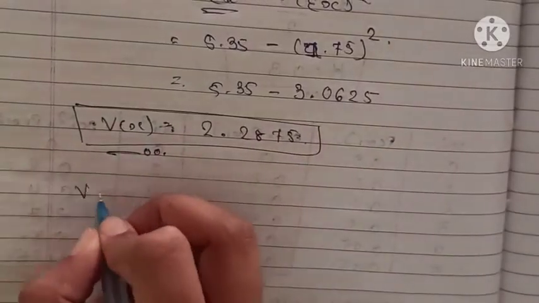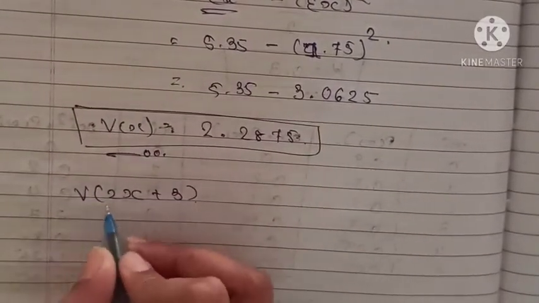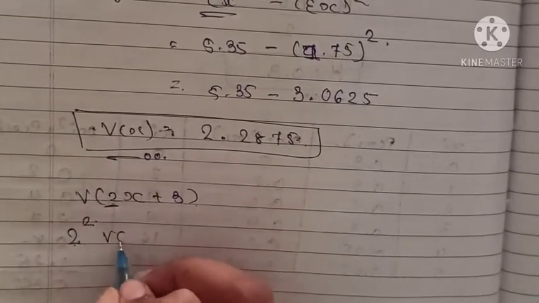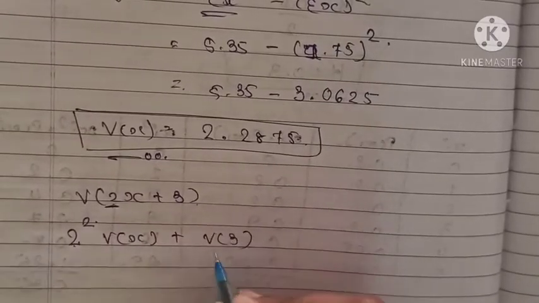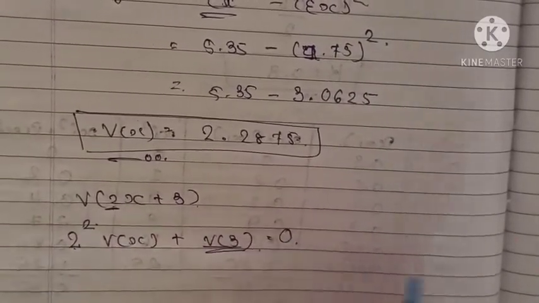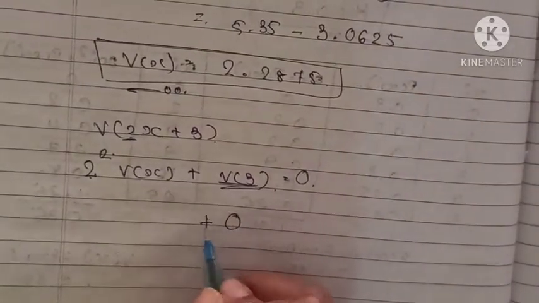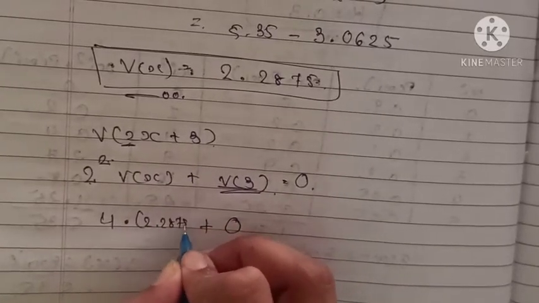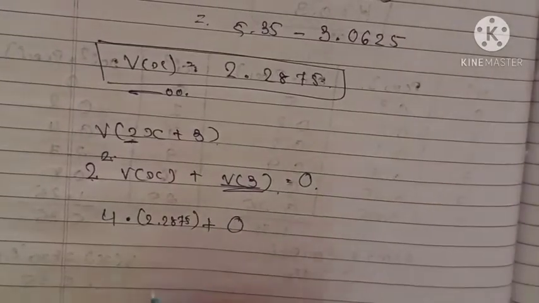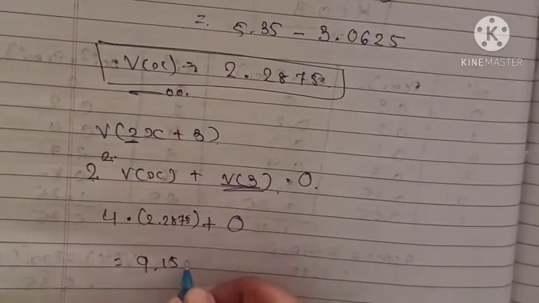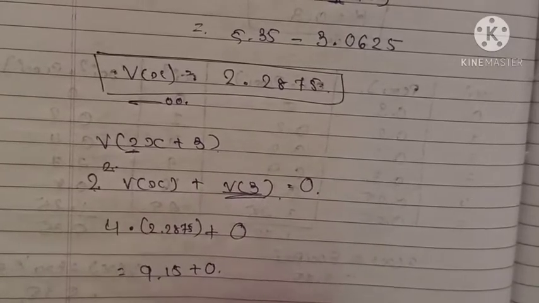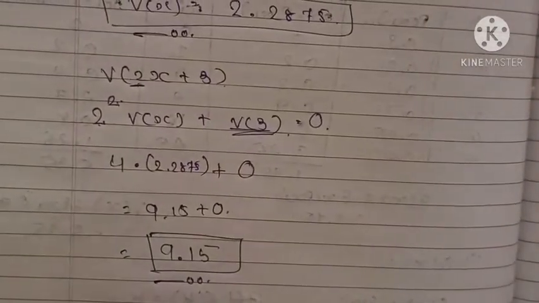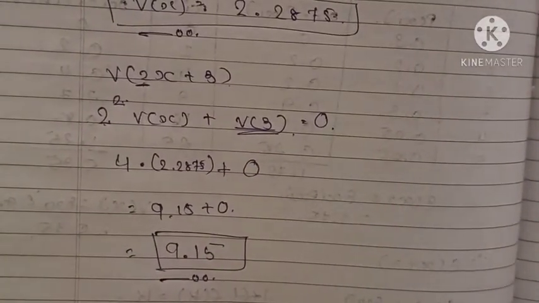Now we have to find out V(2x plus 3). That is variance of 2x will be 2 square Vx plus variance of 3. Variance of 3 will always come 0, right? So 0 plus 2 square, 4, into Vx. Vx is 2.2875. Answer is 9.15 plus 0. Answer is 9.15. Understood? Thank you.